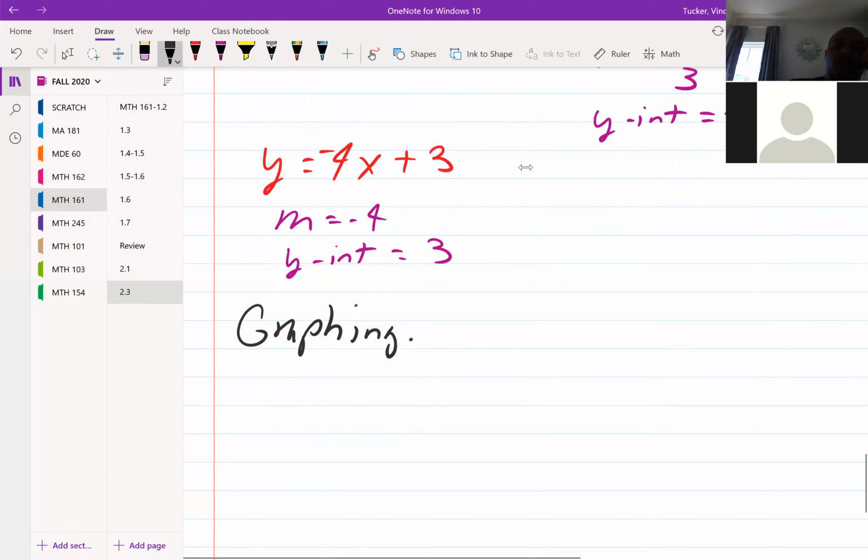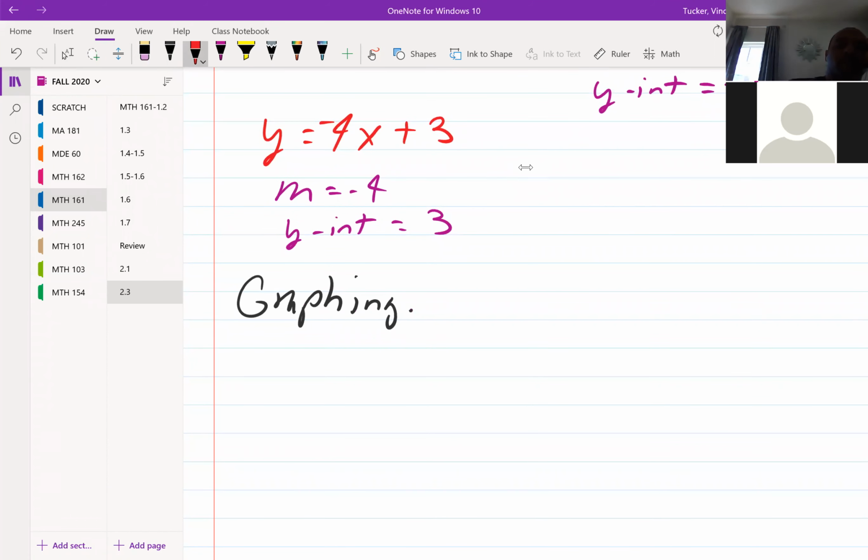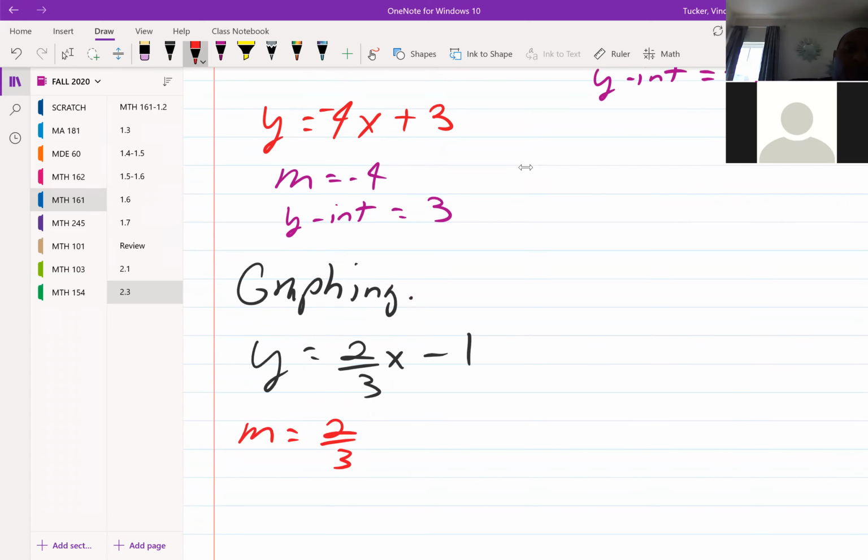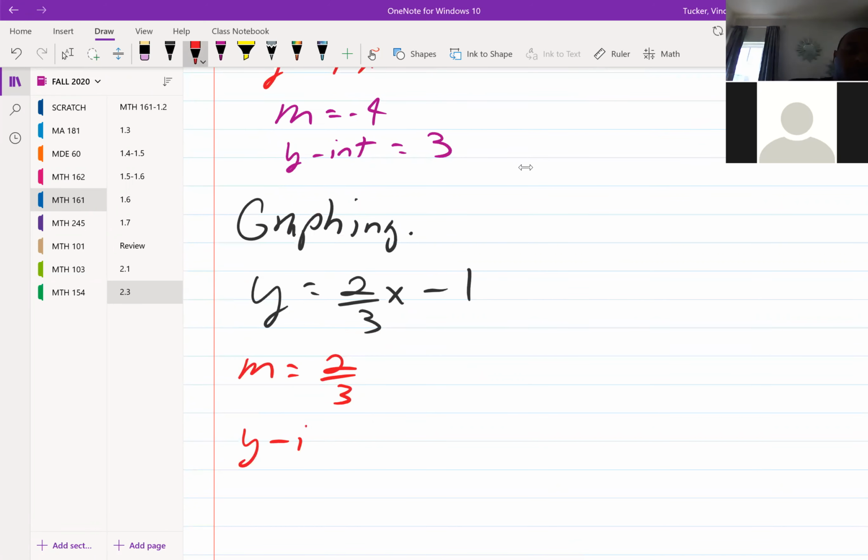All right, so let's use that information to graph. We can take that y equals 2/3 x minus 1. We already established that our slope is 2/3 and our y-intercept is -1. So if that's +2 over +3, that means I go up 2, right 3.